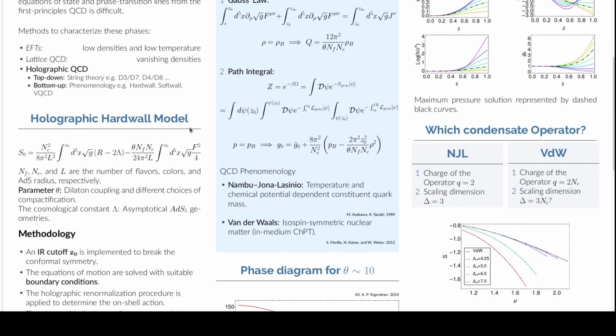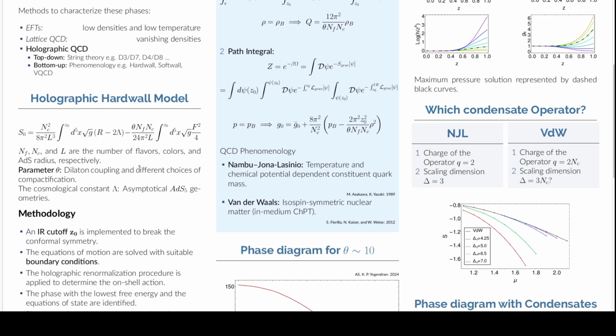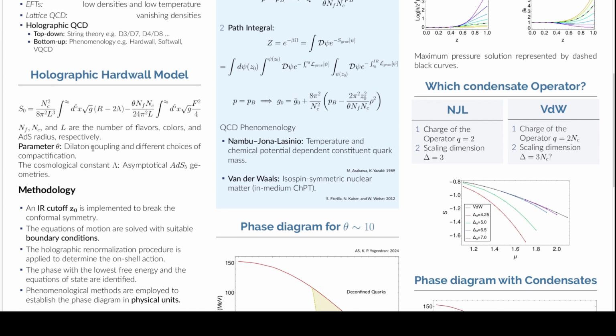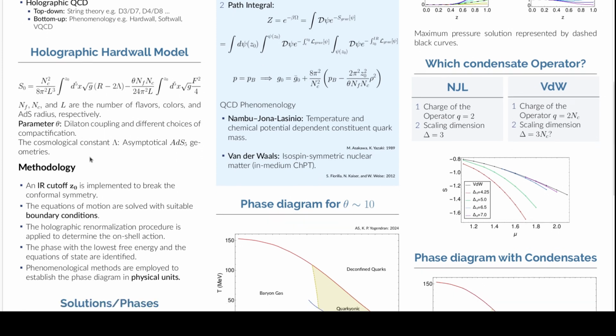The holographic Hardwall model relies on a 5-dimensional AdS spacetime truncated at an IR cut-off Z0, which breaks conformal symmetry. We start with an Einstein-Maxwell action, where N_c and N_f are the numbers of colors and flavors, respectively. L is the AdS radius. Theta is a parameter associated with dilaton coupling and compactification of D-p branes.